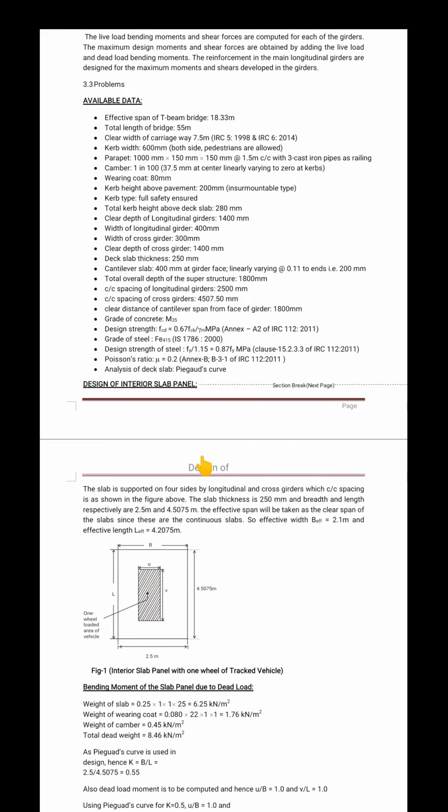Curb width is 600 mm. That is, both side curb widths are 600 mm, so that pedestrians are allowed upon this curb. Parapet is of 1000 mm by 150 mm, meaning 1 meter is the height and 150 mm is the thickness. And these parapets are provided at 1.5 meter center to center with 3 cast iron frames as railings.